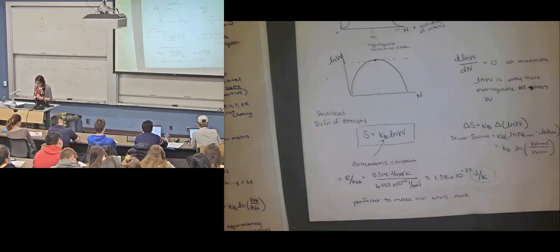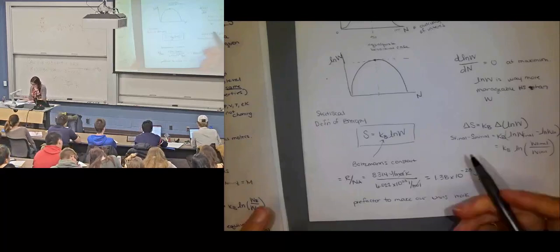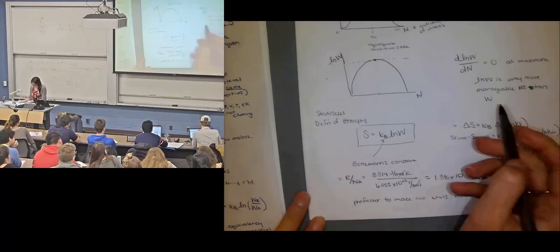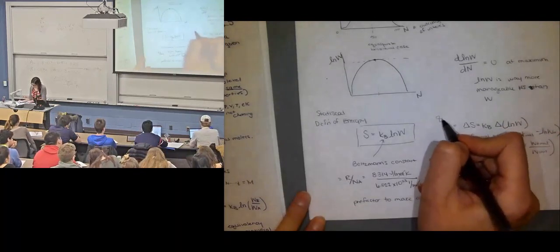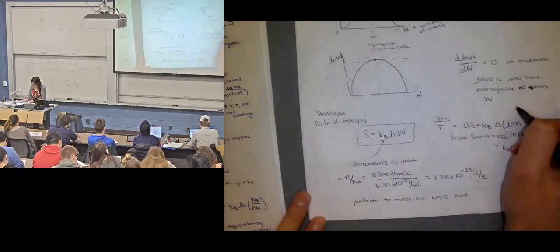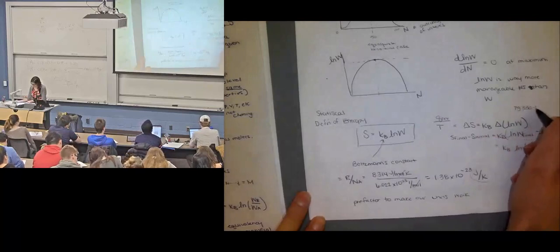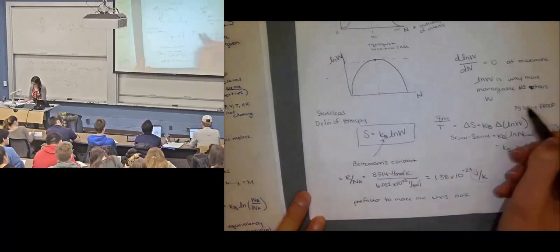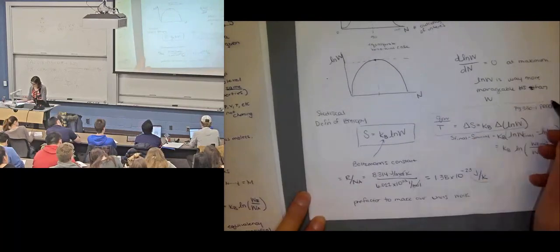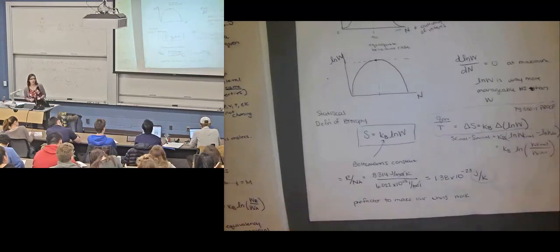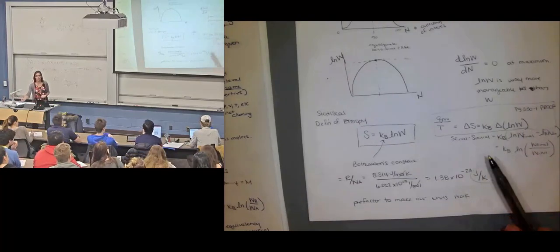Pages 330 and 331 in your book prove the equivalency of this statistical definition to the classical definition. It's the proof. We won't go through it, but you may be asked to do a problem where you have heat and you have change in entropy and you have to figure out what the change in multiplicity was. You can do that. You have all of that information.